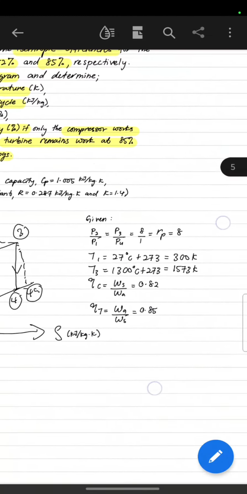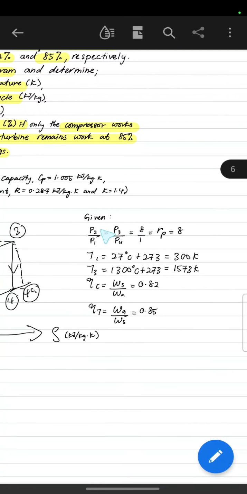So what you need to do is list down all the given values. You have the pressure ratio, which is the high pressure over the low pressure, so P2 over P1, P3 over P4, and the ratio is 8 to 1. So the pressure ratio here is 8, and then you list down your temperature 1, temperature 3, and the efficiency of your compressor. Remember, it is isentropic work over actual work, whereas the isentropic efficiency for your turbine is actual work divided by isentropic work.